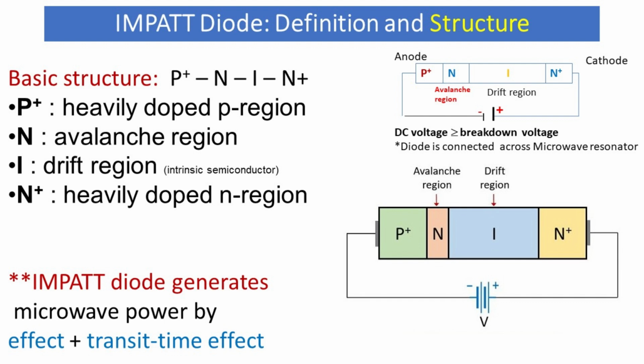As shown in the figure, the diode is operated with a DC voltage near or above breakdown and is connected to a microwave resonator. Microwave power is produced by the combined avalanche effect and transit time effect.